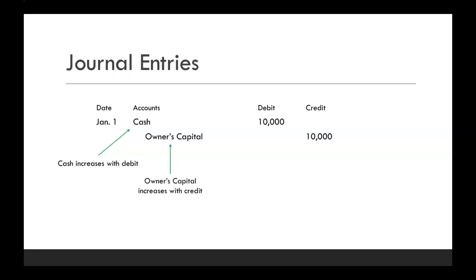Then we take a look at owner's capital. You'll notice that owner's capital is indented a bit in this entry. That's because this account is being credited. So owner's capital is one of those accounts that increases with a credit. So in this entry, both of our accounts are increasing. Cash is increasing and owner's capital is increasing.